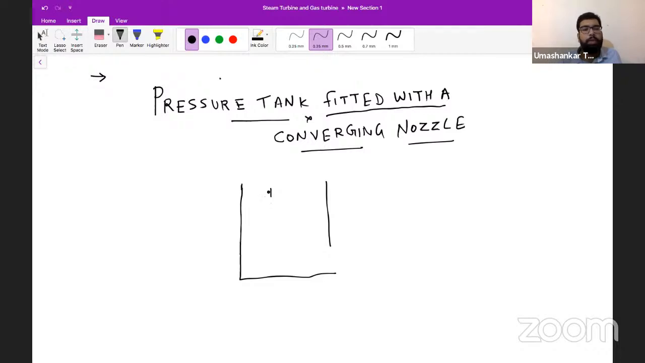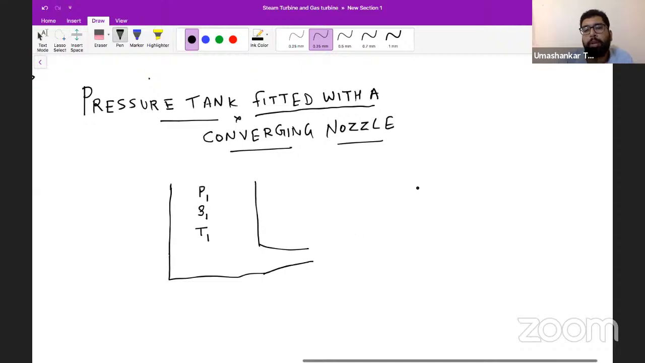But I am trying to generalize the things. That is why I am using this as a tank. So this is some converging nozzle. You can relate it like this. The exit from the boiler, we had, let's say, one is exit to the boiler.